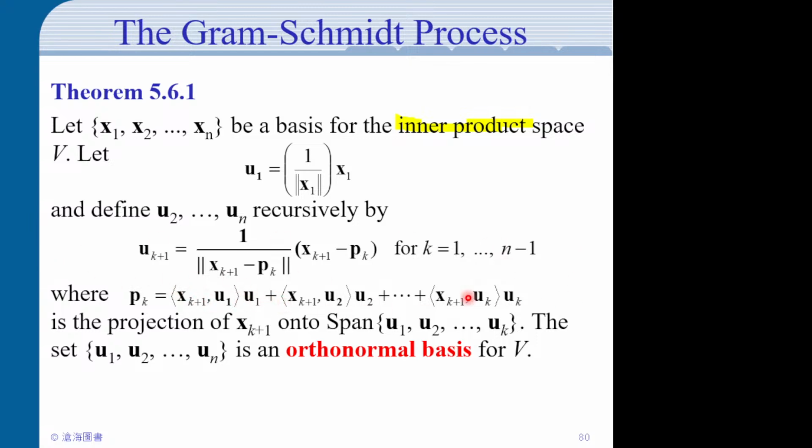The projection onto the previous part is done by this. You already found the orthonormal basis from x1 to xk, so you can find the projection onto the space spanned by x1 to xk easily. You just take your xk plus 1, and the coordinates on u1 to uk are the inner products of xk plus 1 with u1 to uk. So you take xk plus 1, find the projection and get rid of it, and normalize it. Then that's your uk plus 1.